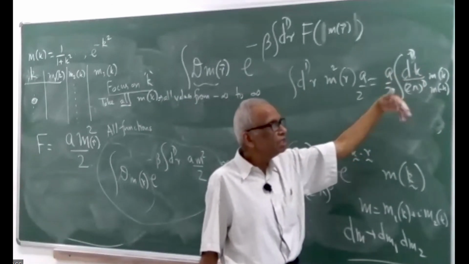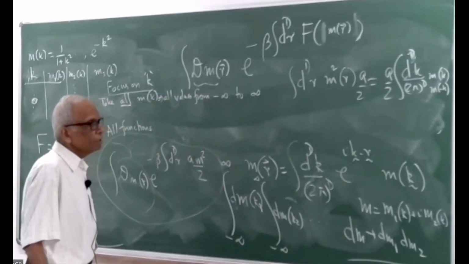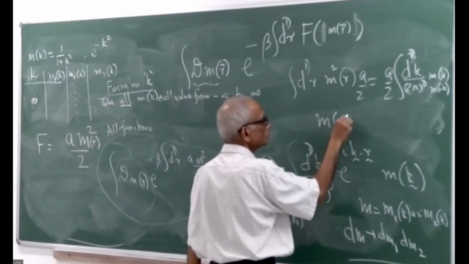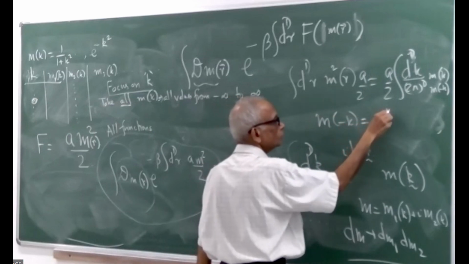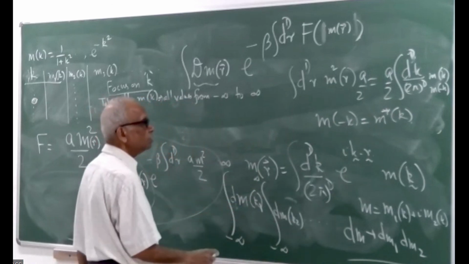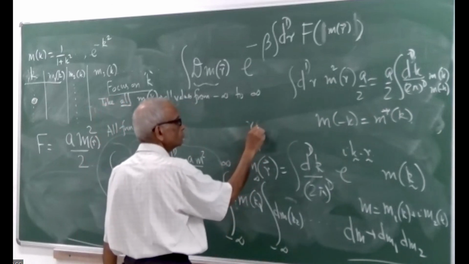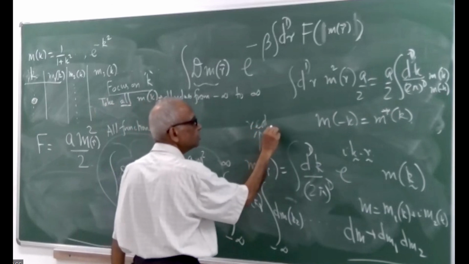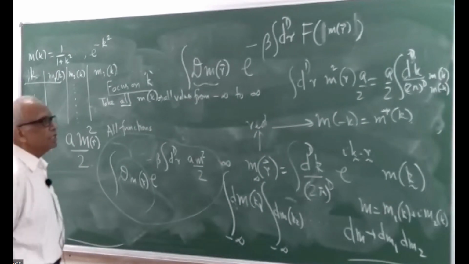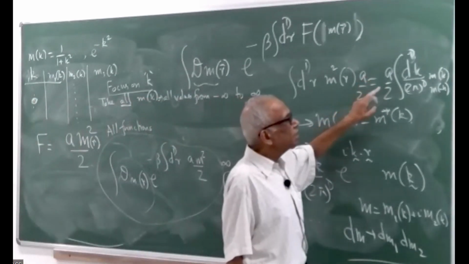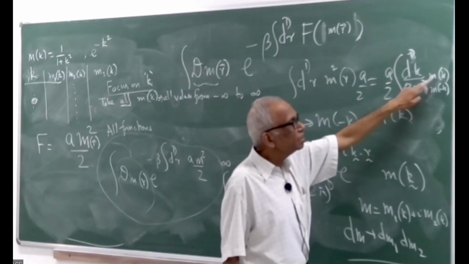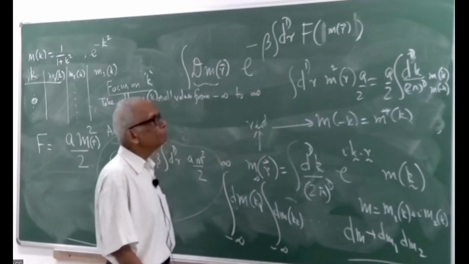M of minus k is m star of k, if m of r is real. So m of r real implies this. So m of minus k is that. So it is a by 2 integral dk of this. So that is m of k times m of minus k.